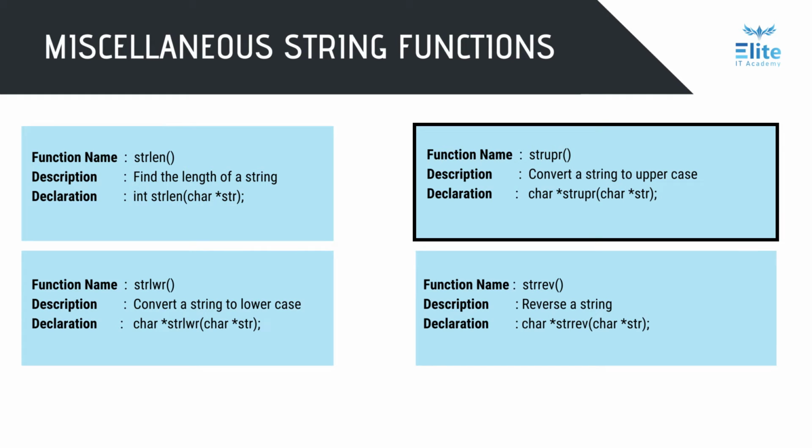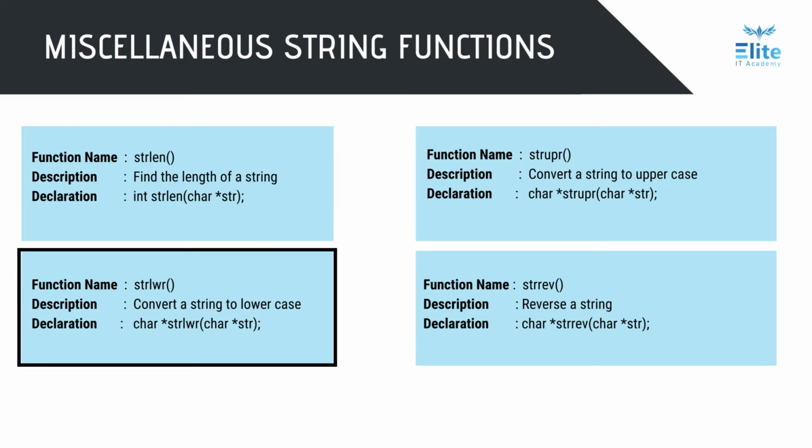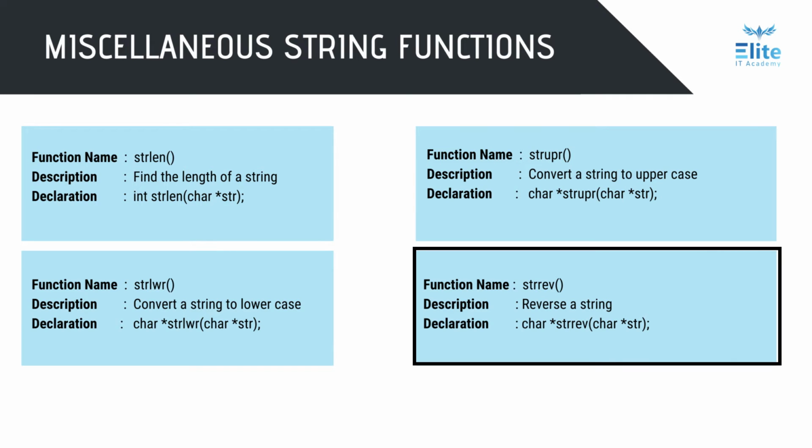The function strupr converts the input string to uppercase. This function modifies the string that is passed to it. Similarly, the function strlwr converts the input string to lowercase. Finally, the strrev function reverses the string.